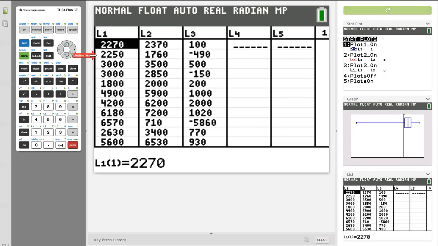Then for the second trade, it was bought for $2,250. Apparently the value went down. It was sold out at $1,760 for a loss of $490. The third trade was buy for $3,000, sold for $3,500 for a gain of $500, and so on.